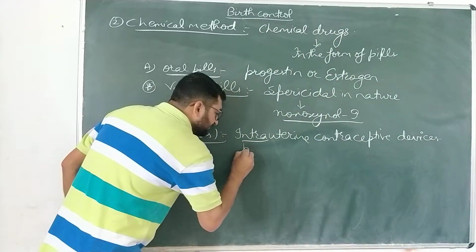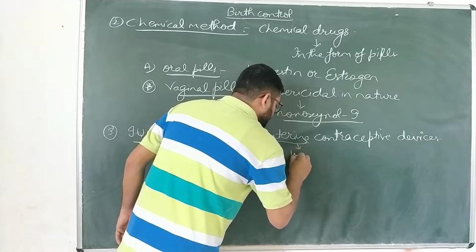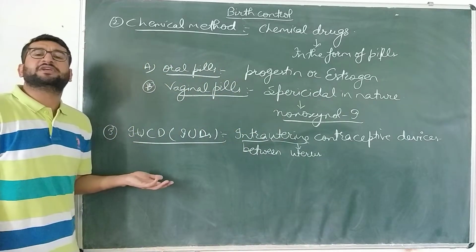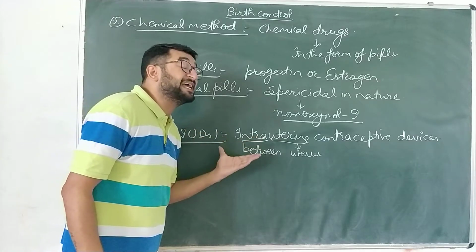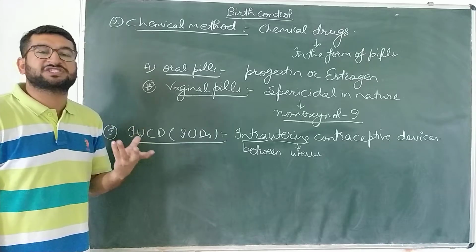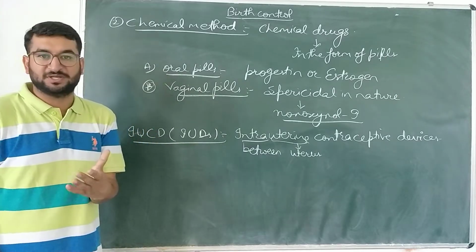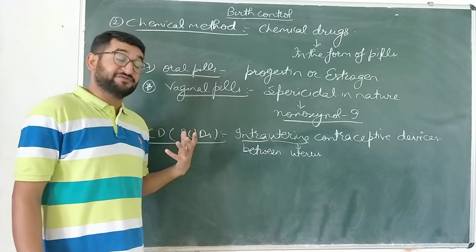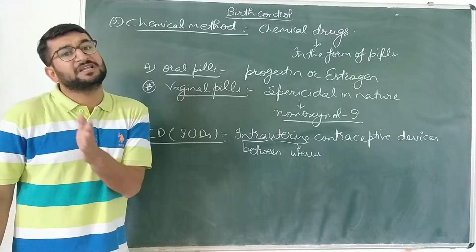Intra means within, and uterine means uterus. In IUDs or IUCDs, there are certain devices which are to be placed inside the uterus of a female, and those will not allow the sperm to go to the fallopian tube or the ampulla of the fallopian tube. And the ampulla is the site of fertilization. Hence, if sperm would not be able to reach there, that will prevent fertilization.